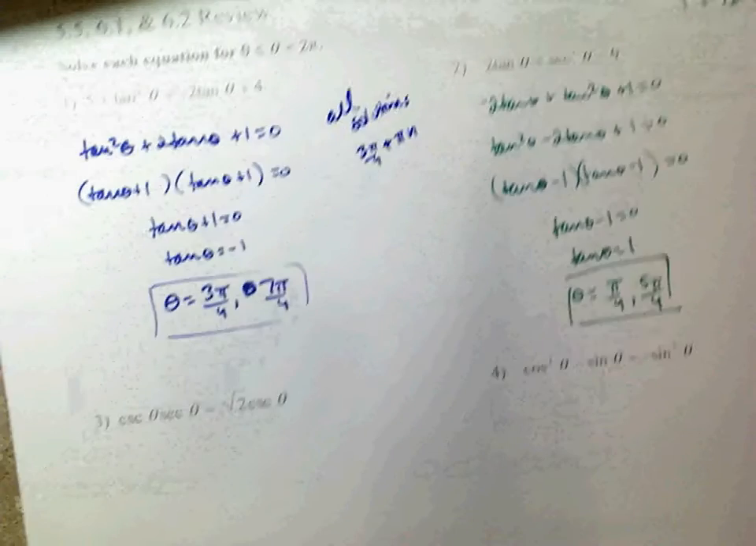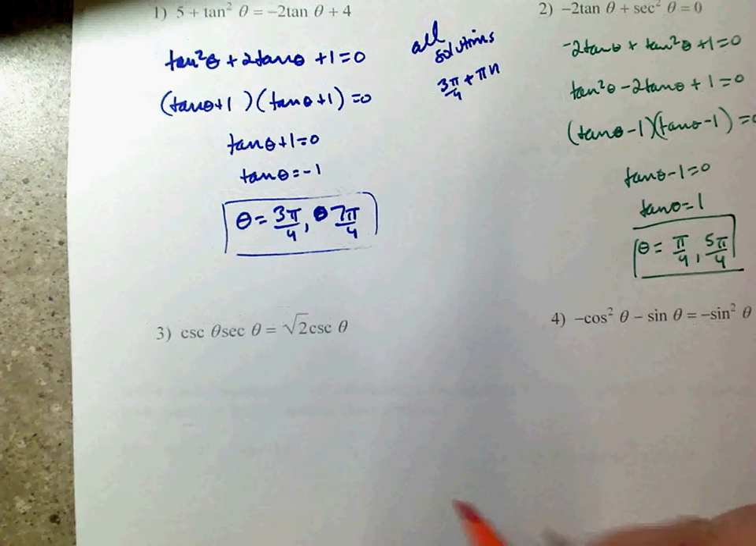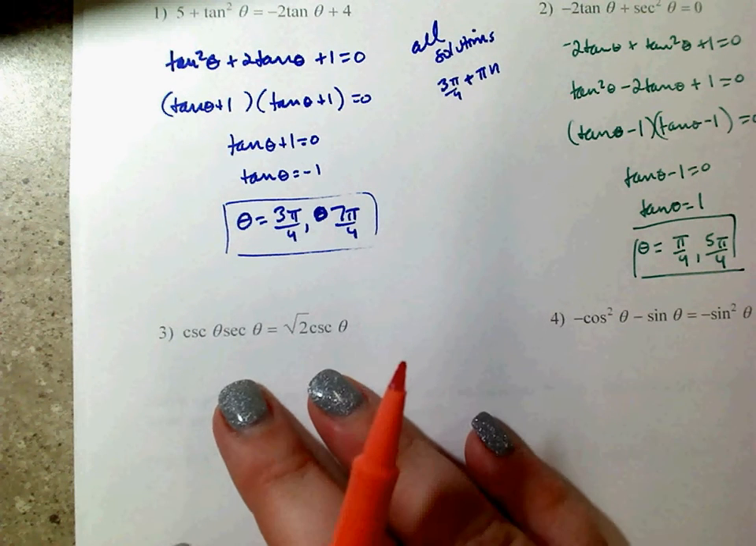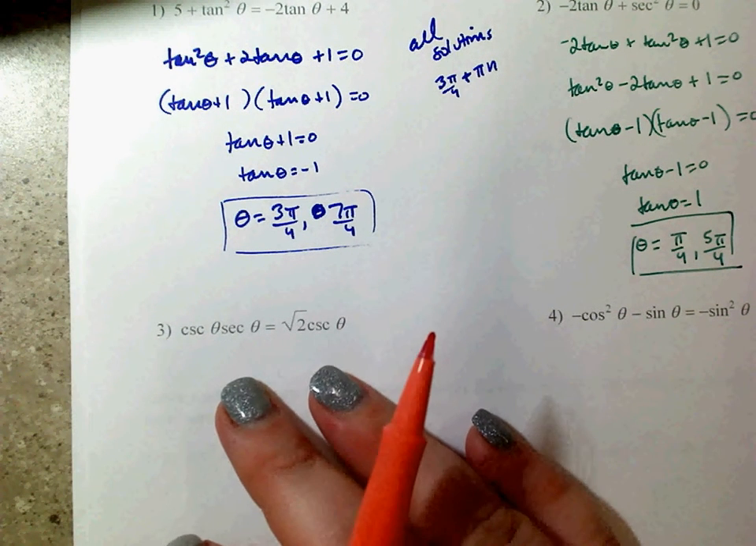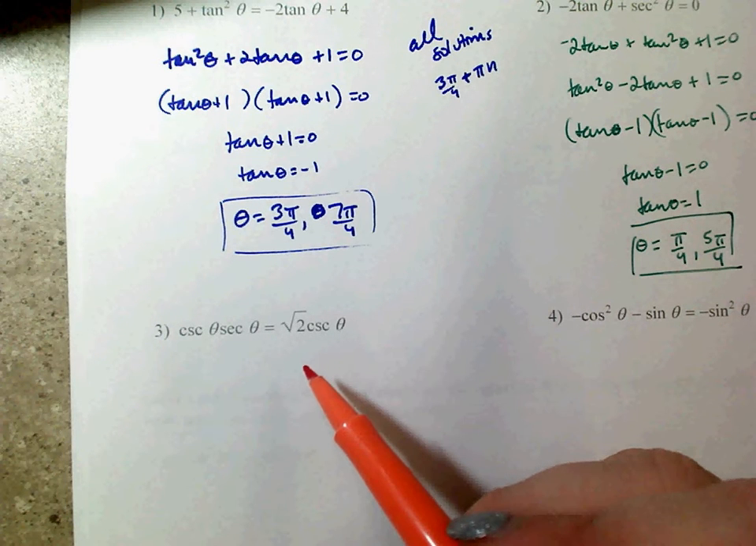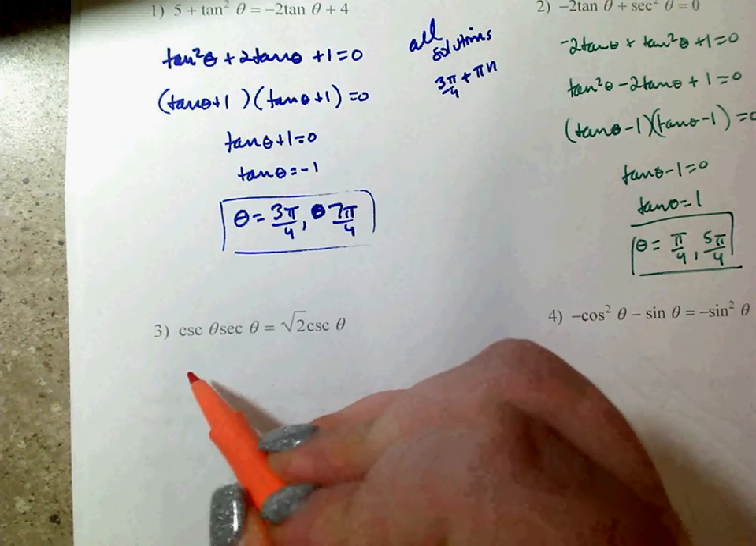All right, number 3. Okay, I've got cosecant secant equals 2 square root of 2 cosecant. What you don't want to do is, now that being said, what I'm about to say is actually not going to change the answer in this case because of the nature of what it is. You do not want to divide out a trig function. Okay, you lose the possibility of an answer, and I'll explain in a second.